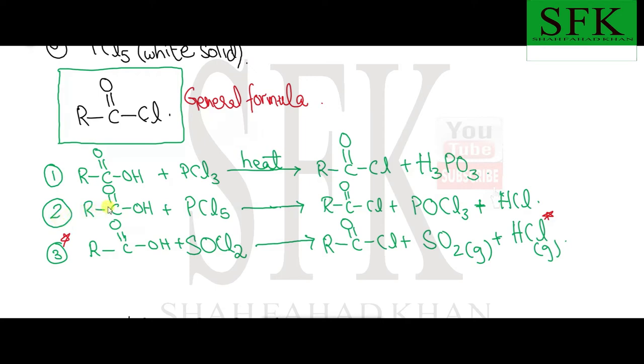Then the second equation over here is the reaction of carboxylic acid with PCl5. We get again the acyl chloride. The number of carbon atoms are the same in the carboxylic acid and the acyl chloride. Okay, just the OH group is being replaced with the Cl. Trichlorophosphorus 5 oxide, POCl3, is given as the byproduct, and HCl is also given as a byproduct.